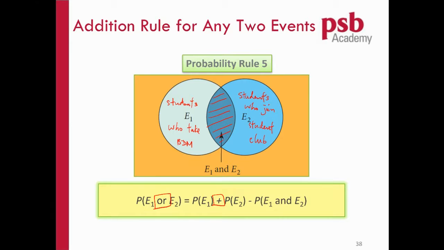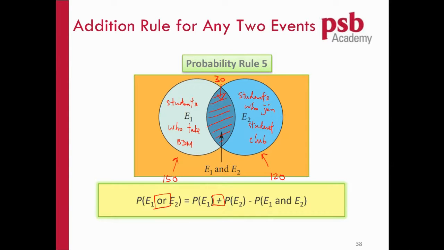Okay, so let's say the students who take BDM is 150. Then all the students who join the student club is, let's say, 120. The student club has 120 students. And we know that there are students in the student club who are doing BDM. There are 30 here. 30 students belong to both.